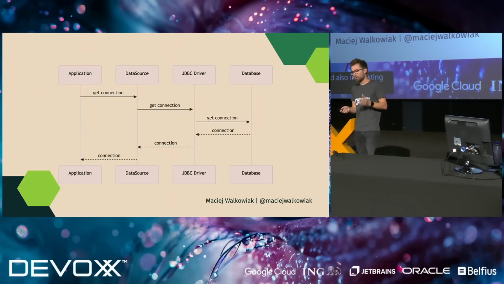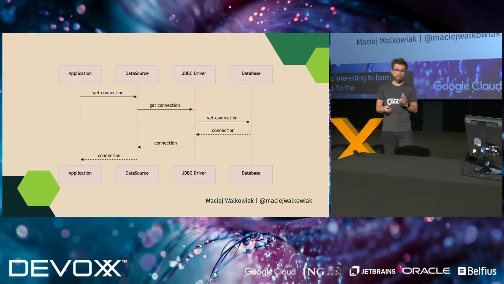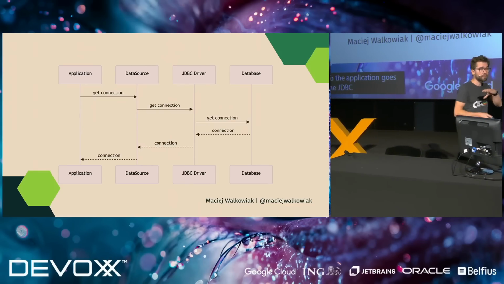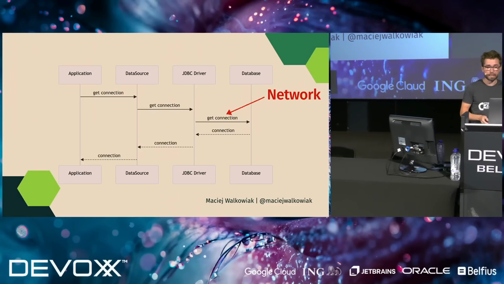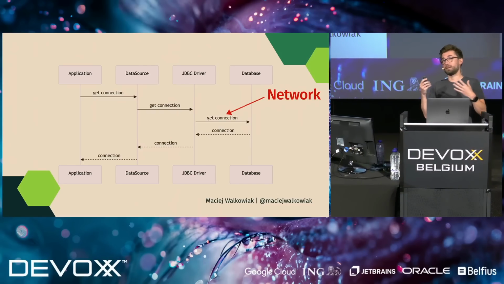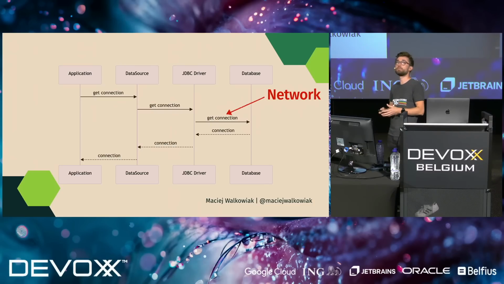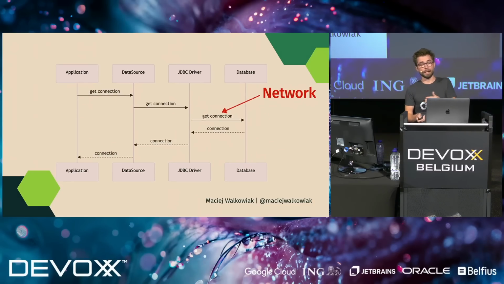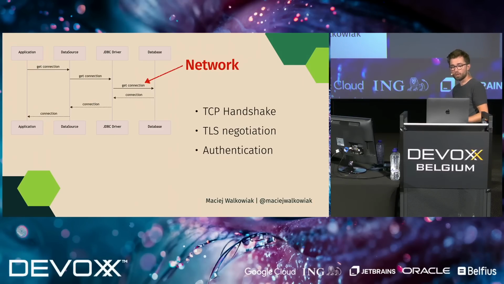So the application goes to the data source, then it goes to the JDBC driver, and the JDBC driver actually makes the network connection to the database. And we know that network is usually something that is slow, or at least it's much slower than a regular in-process call. And in this case, it's not just the network call, but it also has to do the authentication.